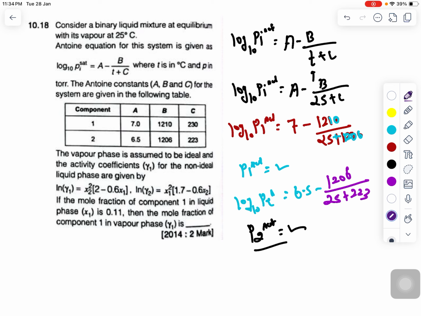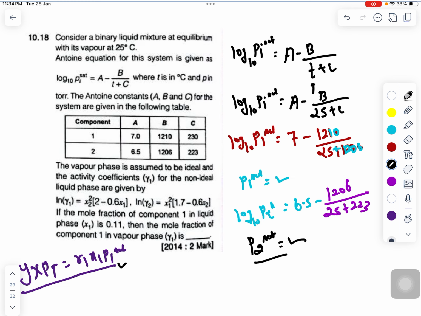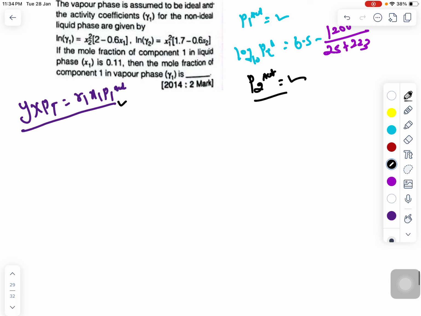Once we have calculated the values of P1 sat and P2 sat, you are supposed to calculate the mole fraction of component 1 in the liquid phase, then the mole fraction of component 1 in the vapor phase. If you see the equation, y1 Pt equals gamma 1 x1 P1 sat, because this question is given for a non-ideal solution. You have calculated P1 sat. Now the total pressure is not given. If it is not given, then we can write y1 Pt and y2 Pt equals gamma 2 x2 P2 sat.